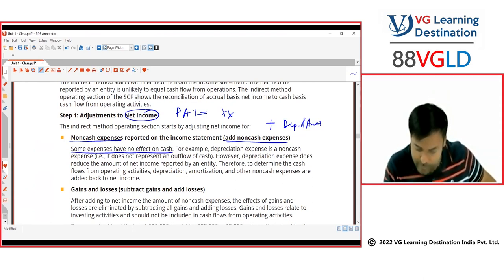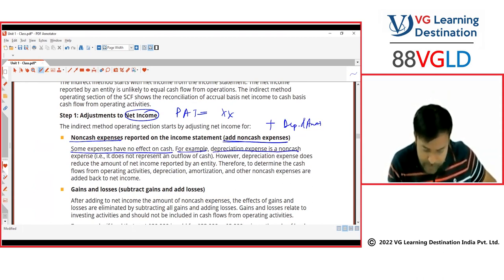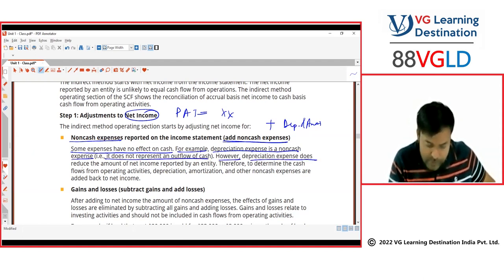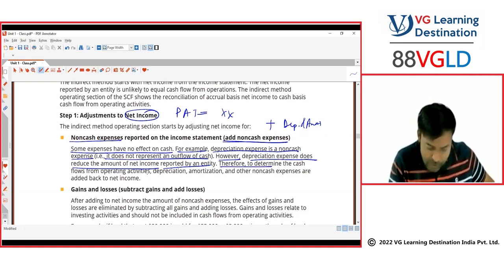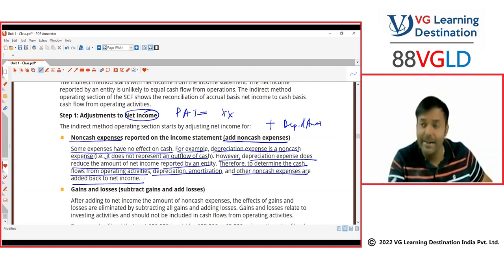For example, depreciation expense is a non-cash expense. It does not represent the outflow of the cash. Sorry, it does reduce the amount of the PAT. Therefore, to determine the cash flows from the operating activities, depreciation, amortization, and other non-cash items are added back.